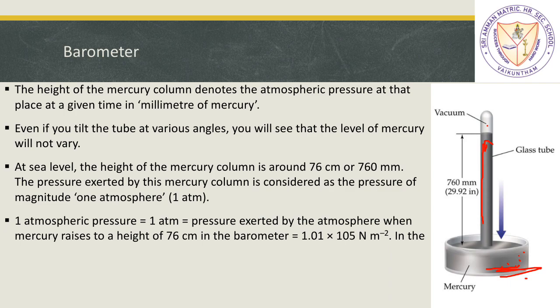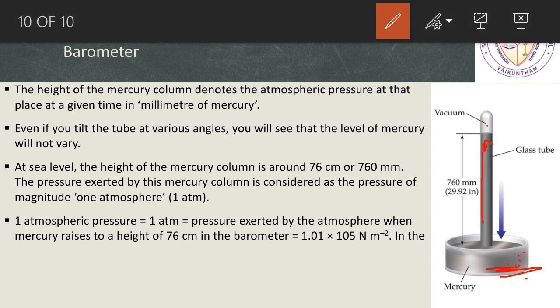1 atm is equal to the pressure exerted by the atmosphere when mercury rises to a height of 76 centimeter in the barometer, when there is a formation of a 76 centimeter mercury column. That means if the mercury in the glass tube rises up to 76 centimeter in this barometer, then we say that the atmospheric pressure is 1 atm, and it was calculated as 1.01 into 10 to the power 5.